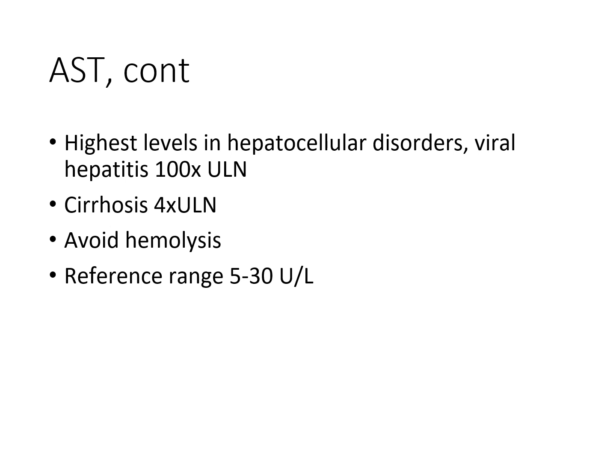The highest levels are going to be in hepatocellular disorders, like viral hepatitis. They can be up to 100 times above the normal limit. People that have cirrhosis will be about 4 times the normal limit. For sample handling, we want to avoid hemolysis as this can affect results. And the reference range is usually between 5 to 30.